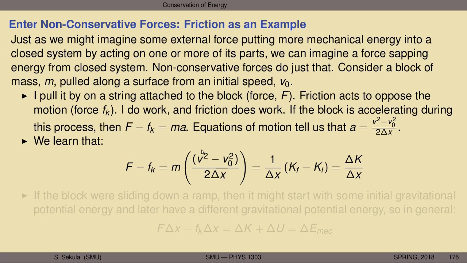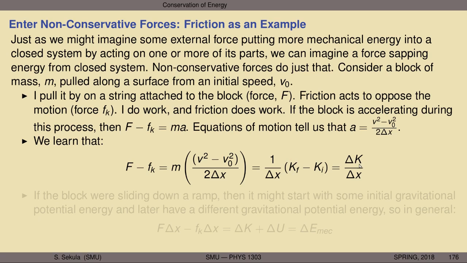So I have, for instance, m times v squared and m times v naught squared. And oh, look, both of these terms are divided by a 2. So I have a 1/2 mv squared and a 1/2 mv naught squared. This is the final kinetic energy. This is the initial kinetic energy. So this entire equation can be recast into an energy equation. And I find that the difference in the force I exert and the force exerted by friction is equal to 1 over the displacement times the difference in kinetic energies, or delta K over delta x.